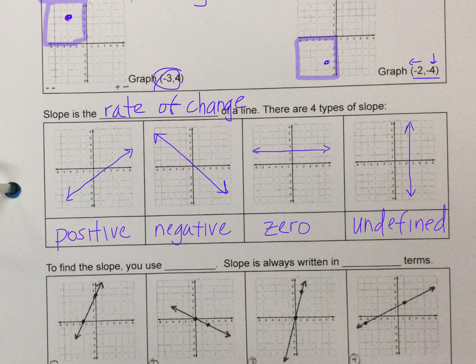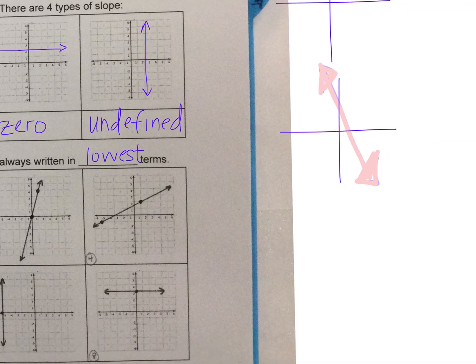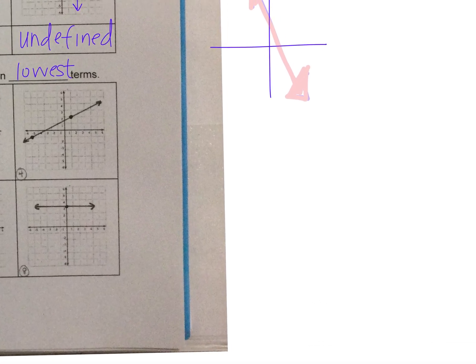To find slope, we are going to use rise over run. Slope is always written in lowest terms, and it is a fraction. So before that, let me show you a little trick that I use. So I have this little picture here.